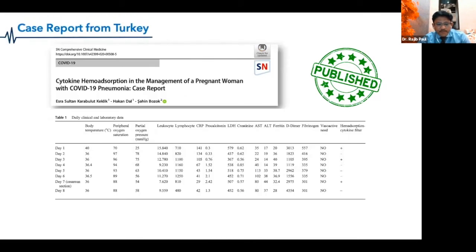This was a case report from Turkey in which cytokine hemoadsorption with Cytosorb was used in a near-term pregnant patient, and 3 Cytosorb devices were used on day 1, day 3, and day 6. This patient could be managed despite having significantly raised TLC counts, raised LDH, and significantly raised D-dimers, and ultimately on day 7 a cesarean section could be done and the patient could be saved. The cytokine storm, despite being there, was easily managed with the Cytosorb, and gave the patient more time to stabilize so that the cesarean section could be performed. This was a severe COVID-19 pneumonia.